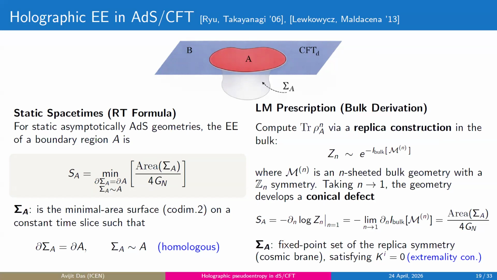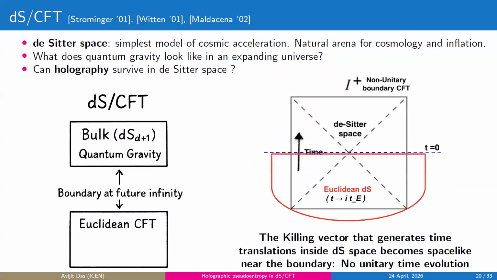And then later, Lewkowycz and Maldacena proved this conjecture. If you use the replica construction in the bulk, meaning on the gravity side, you can prove that this is the case: that it will have to be an extremal surface, given by the area of this codimension-2 extremal surface. Right. Now I will come to the main thing of our discussion, that is de Sitter CFT.